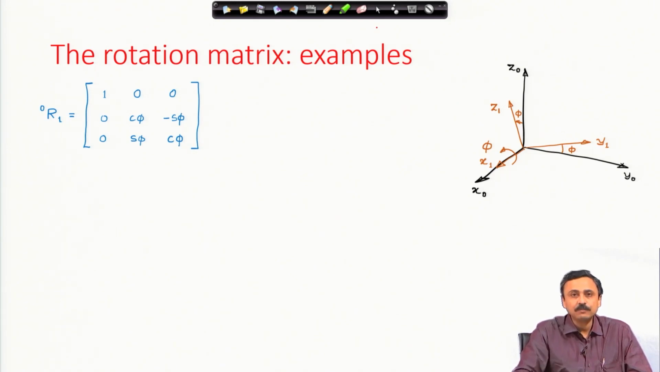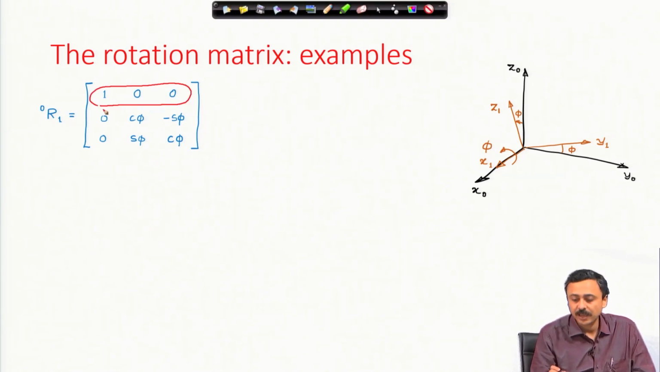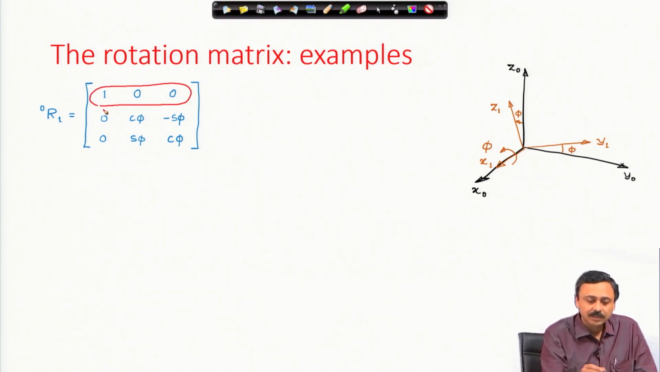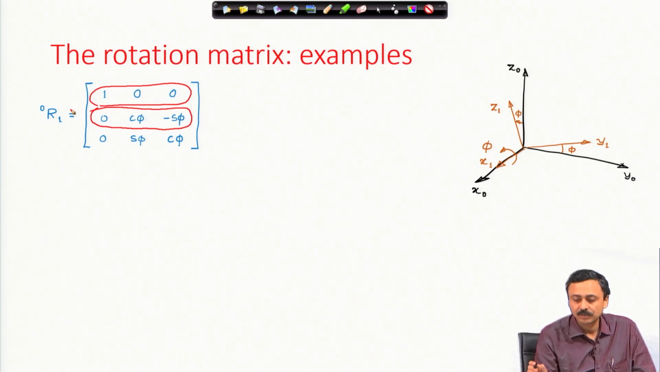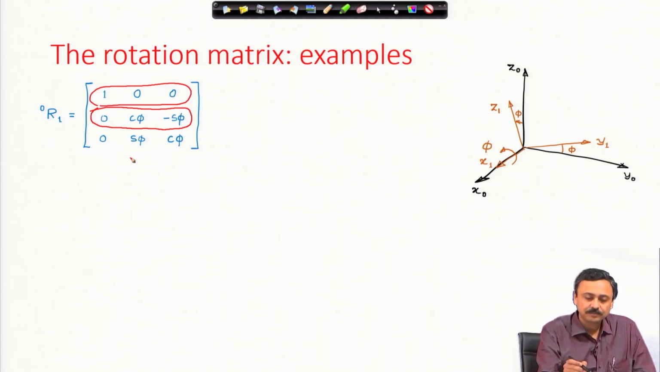And if you take transpose of this matrix, you will find they are the representations of x naught in x 1 y 1 z 1. For example, this row is the representation of x naught in x 1 y 1 z 1. The second row is representation of y naught in x 1 y 1 z 1, and the third row is the representation of z naught in x 1 y 1 z 1.